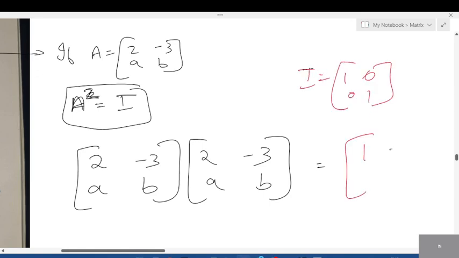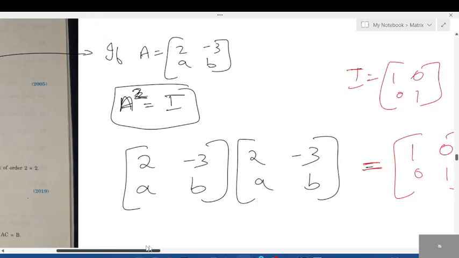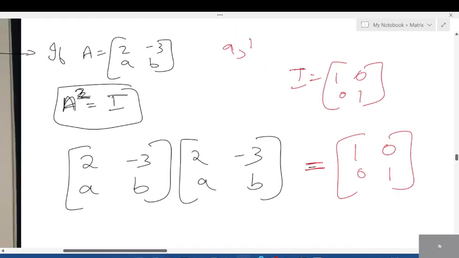So what do you have to prove here? Left hand side, whatever you solve, you should get the answer as... No, not 1 0. What do you need to find here? Find the value of what? A and B. Find the value of A and B.